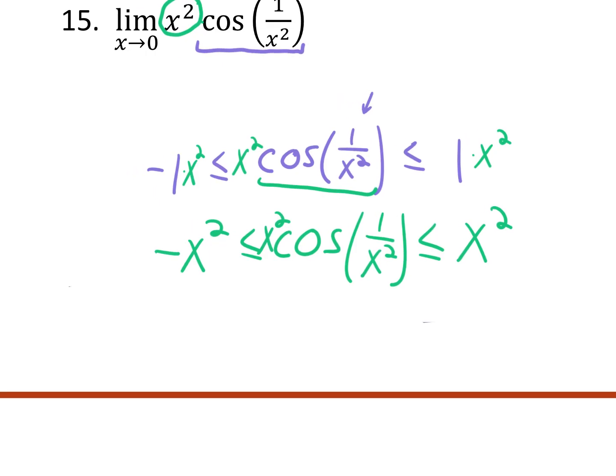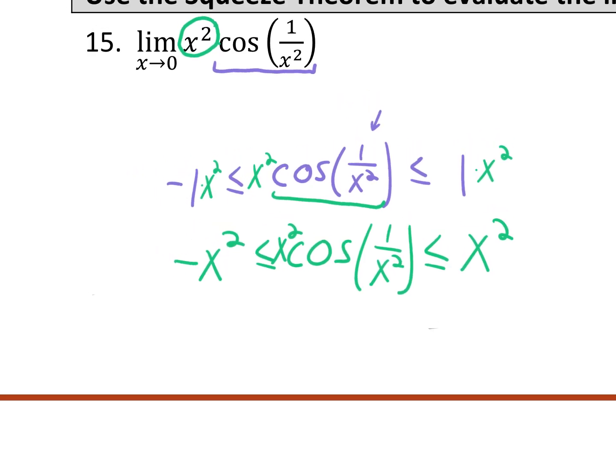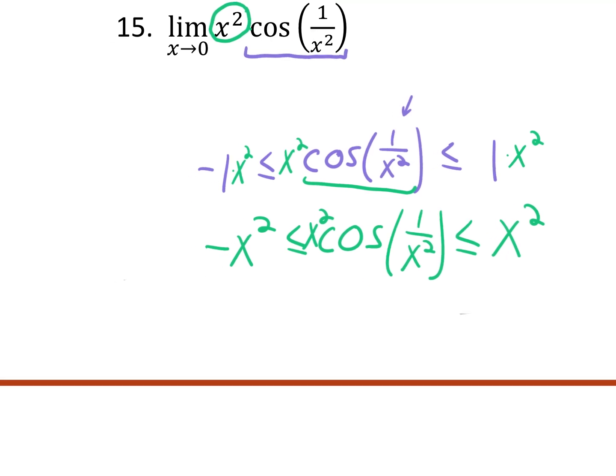Now you're probably thinking, why does that help you? Well, because now I know this function is between two functions that are a little bit easier to plug numbers into. If I wanted to find the limit as x approaches 0 of this function, let's do the limit as x approaches 0 of negative x squared. What does that equal? Yeah, you're just plugging in. There's nothing special with that one. It's just direct substitution. This limit is equal to 0.